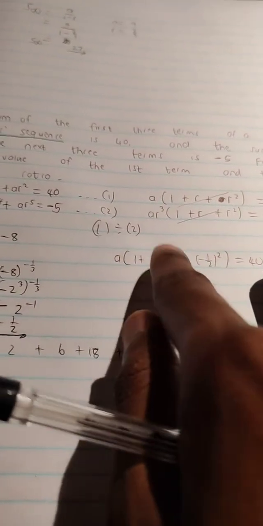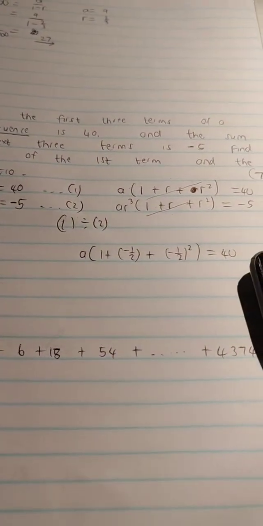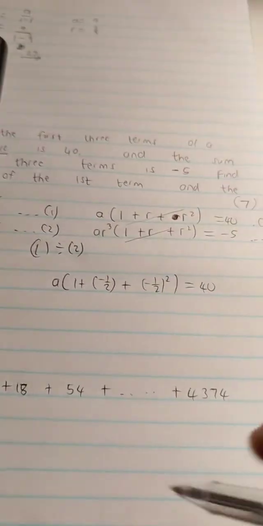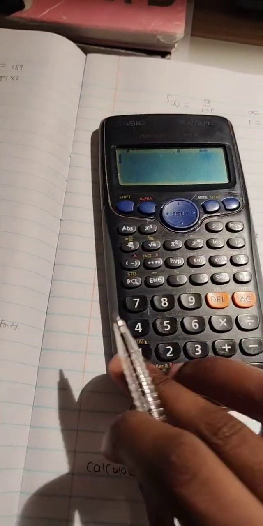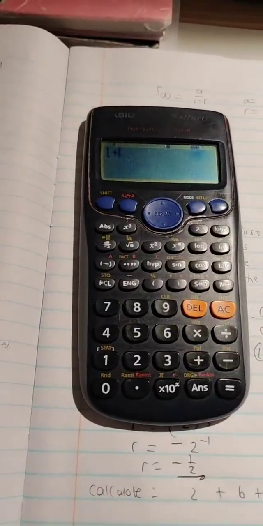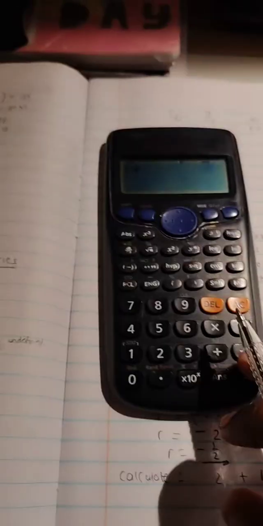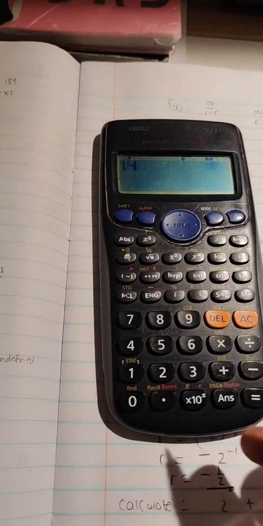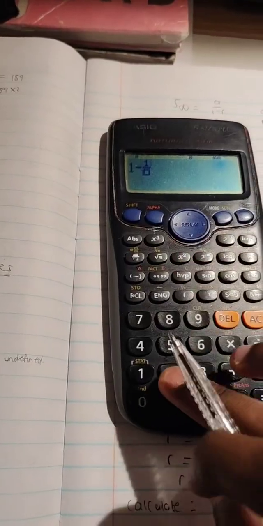Then I'm going to divide both sides by that coefficient to get the value of a. So I'm just going to punch all of that in. 1 plus positive times the negative is going to be negative half. So I'm just going to say 1 minus half.